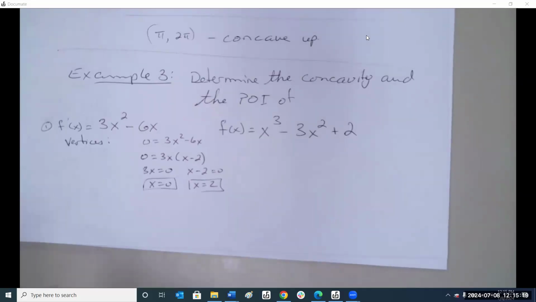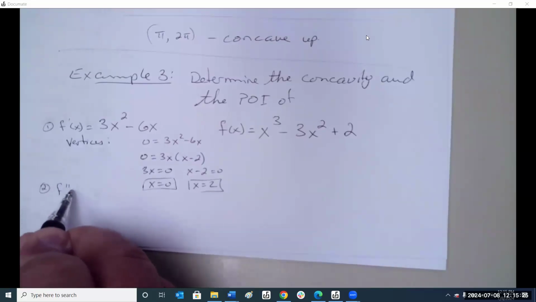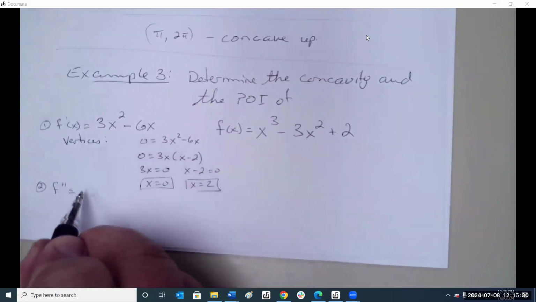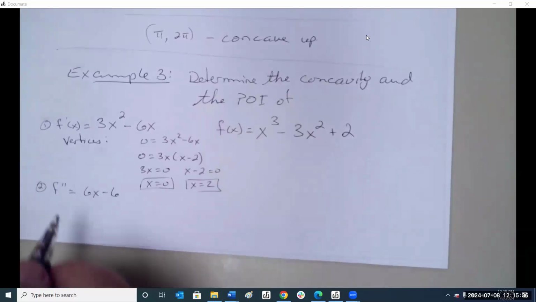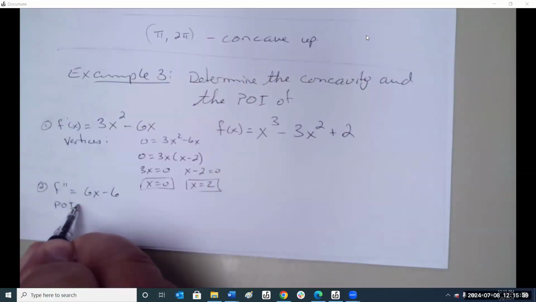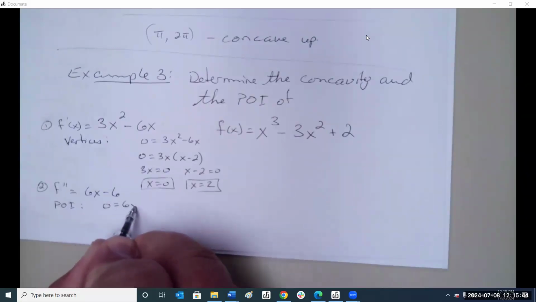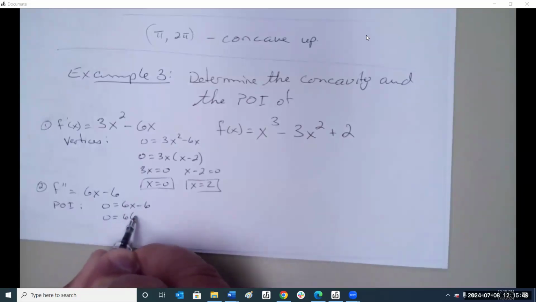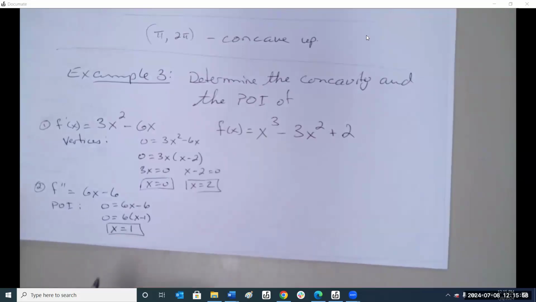Remember when I said, and then the next step, we have to find the second derivative, which is going to be 6x minus 6. That's the point of inflection. So set that equal to 0. We can factor out a 6. So x equals 1. That's my point of inflection.